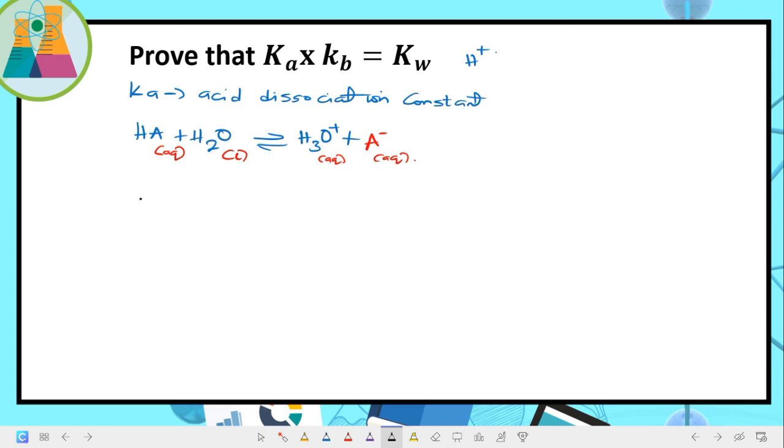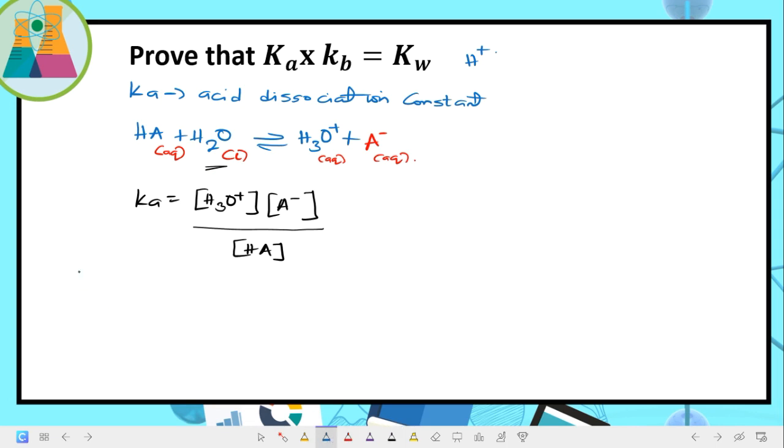So this, our Ka, would be equal to the concentration of the product, which is H3O plus, which is this, then multiplied by A minus, which is this, all over that here, which is what? HA only, the concentration of HA. Now water did not feature in the equilibrium constant expression because the concentration of water remains constant. So this is our Ka.